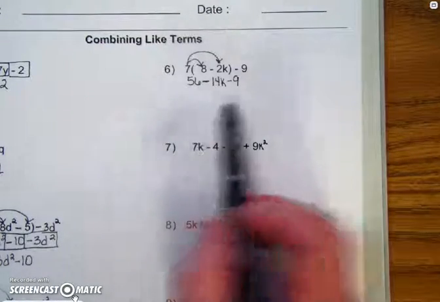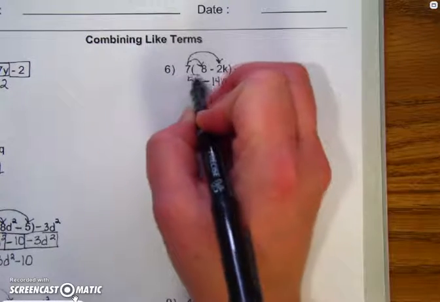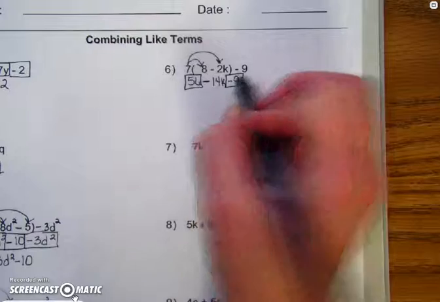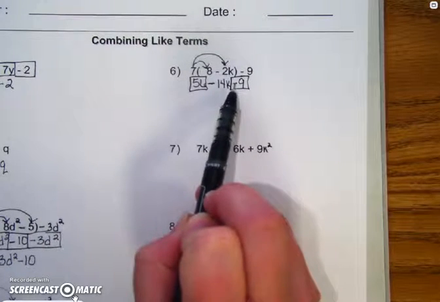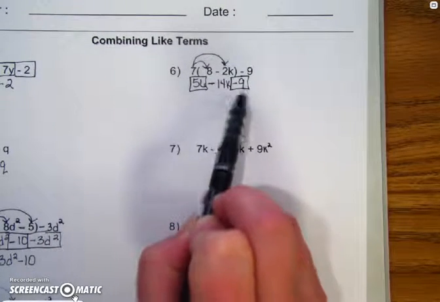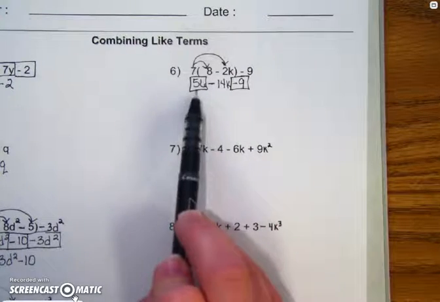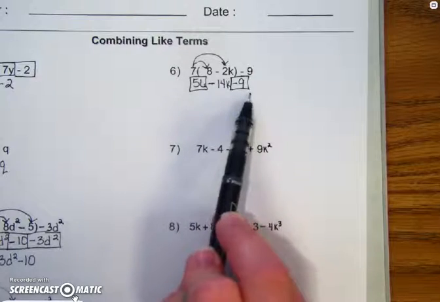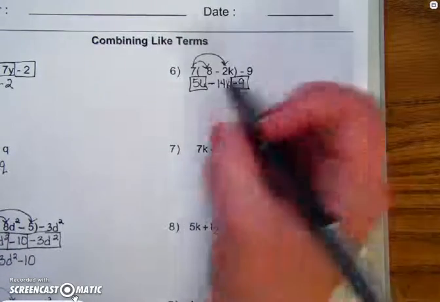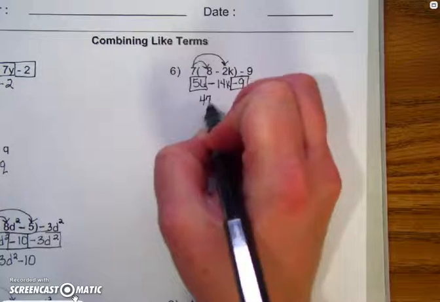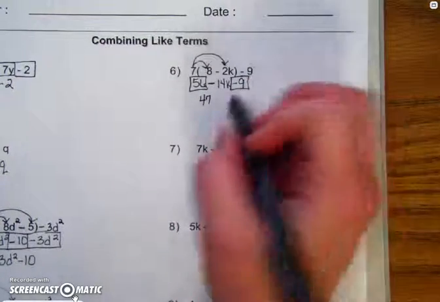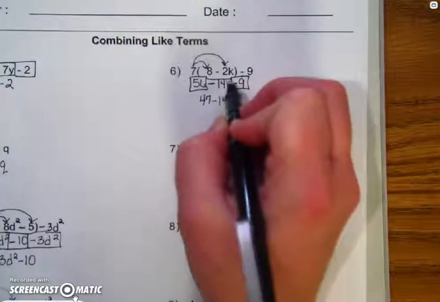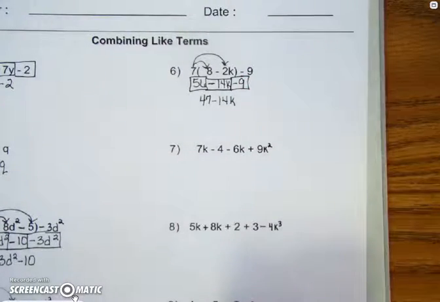Now we have two constants. So we have our 56 and then our minus 9. Notice that the sign goes with the number that's after it. Okay, so 56 minus 9. And so what is 56 minus 9, Leanna? 47. So we have 47 minus 14k because we do not have another term that matches that 14k.